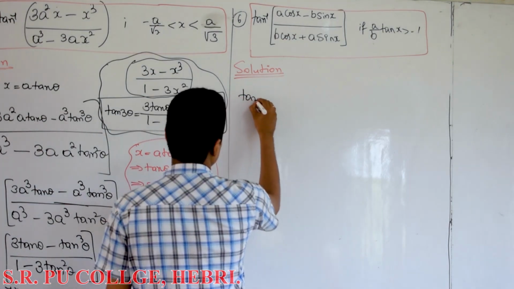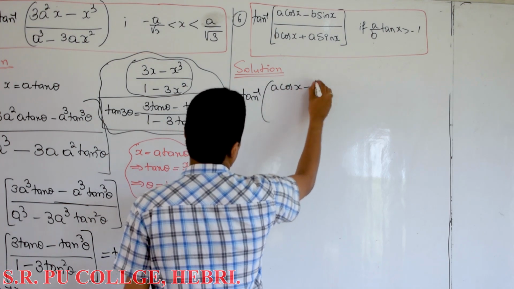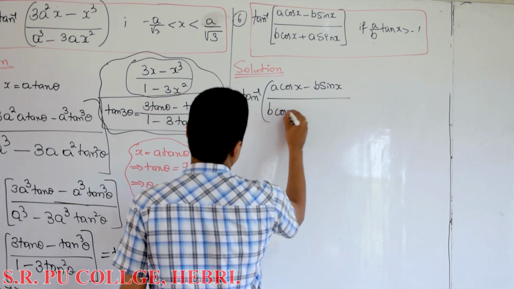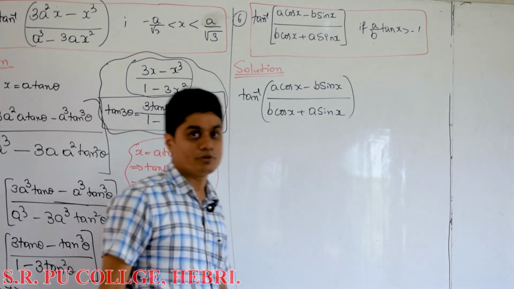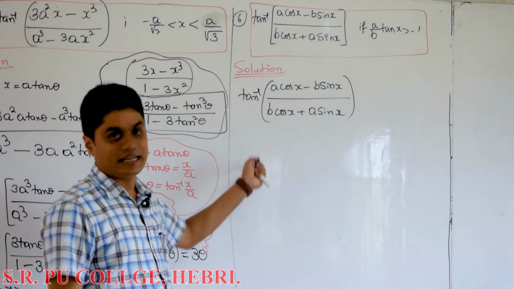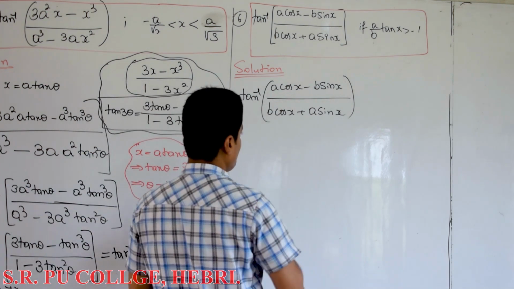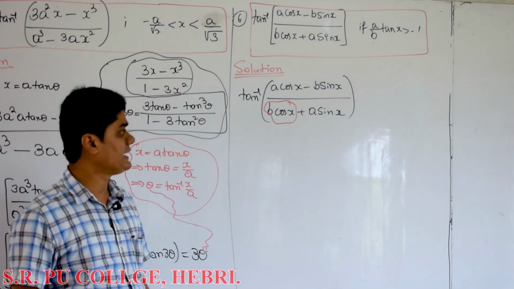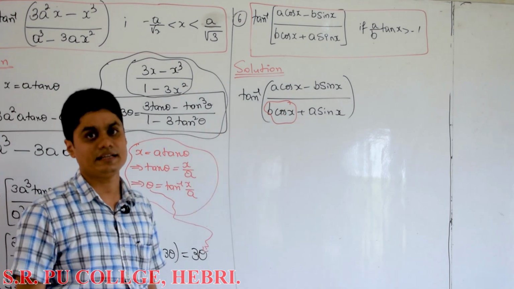Observe this carefully. What is the question? Tan inverse of a cos x minus b sin x divided by b cos x plus a sin x. Listen carefully, this trick is important, very useful for entrance exams. To bring tan inside tan inverse, always in this position, the denominator's first term must be 1. Use any tan formula, this position should be 1. Otherwise, you cannot bring tan inside tan inverse.